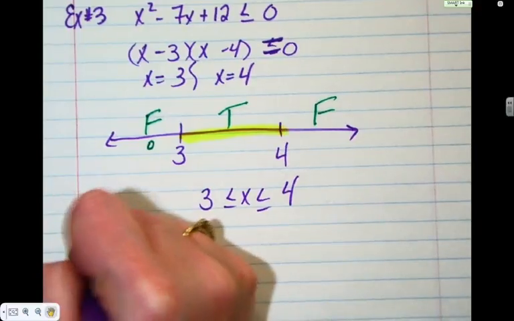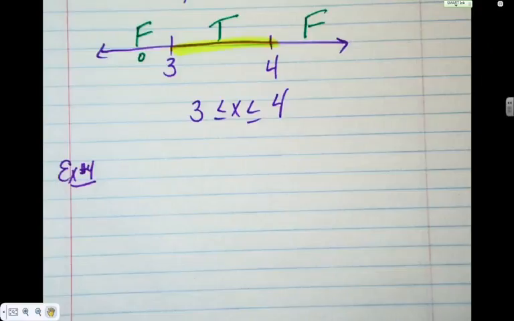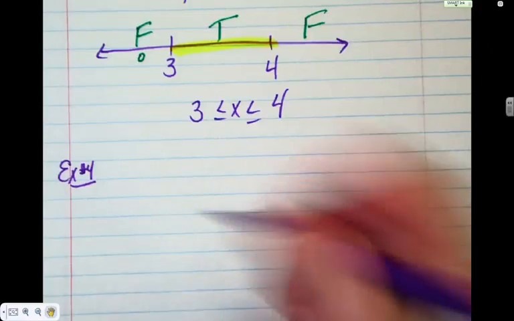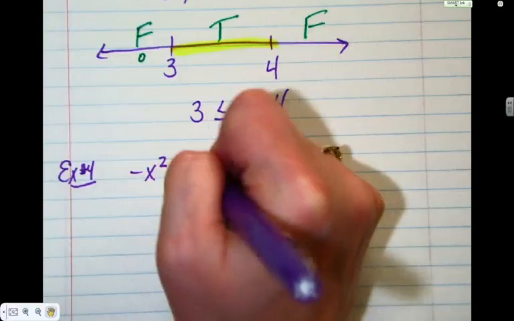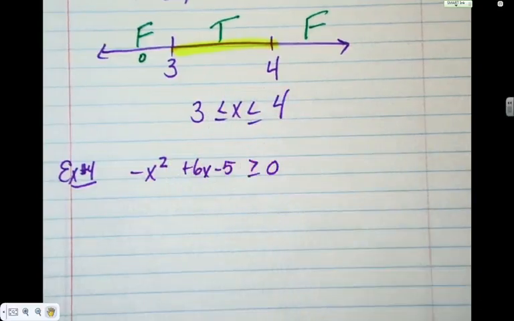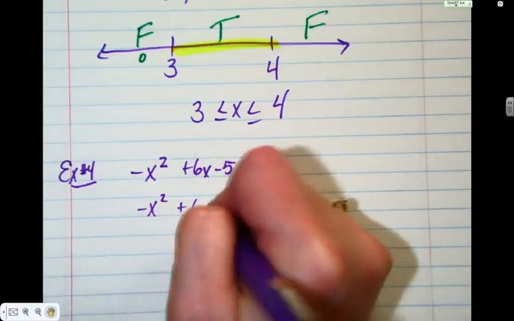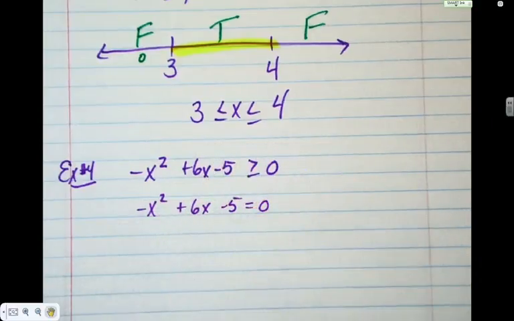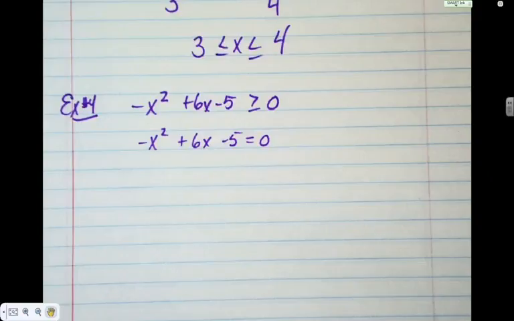How are we feeling so far? There's no exceptions. This is the steps every single time. Negative x squared plus 6x minus 5 greater than or equal to 0. Factor, quad formulas. Really? I kind of want a quad formula, at least one. No? Okay.